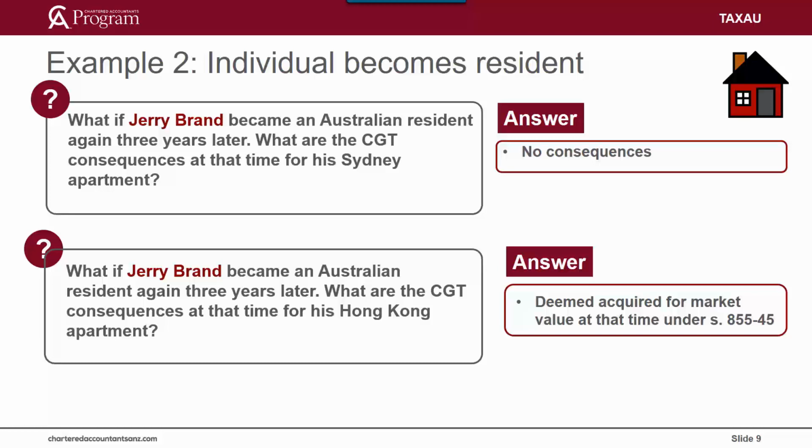Once again, when Jerry calculates his capital gain and net capital gain, he needs to consider what exemptions and special rules might apply, including the application of the CGT 50% general discount.